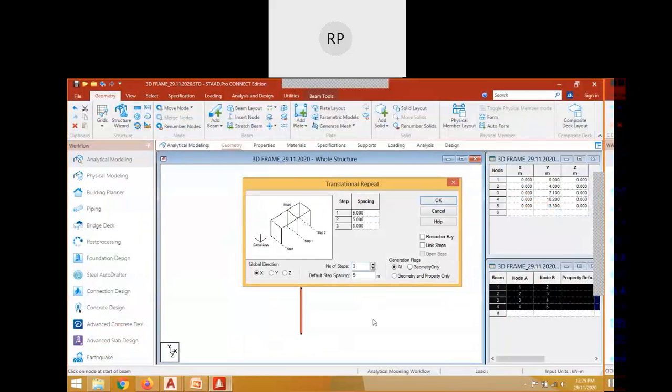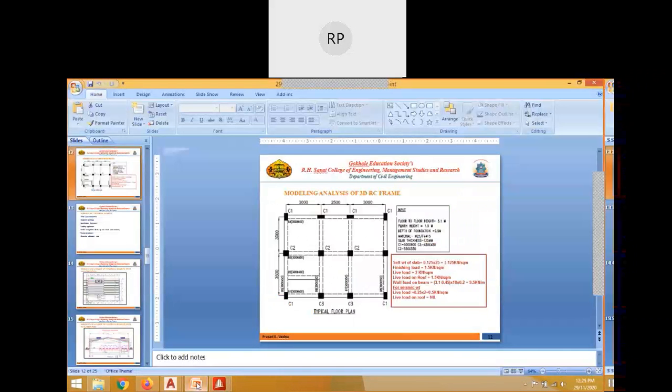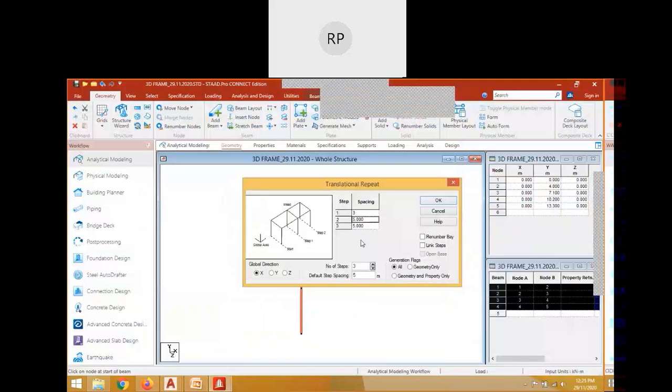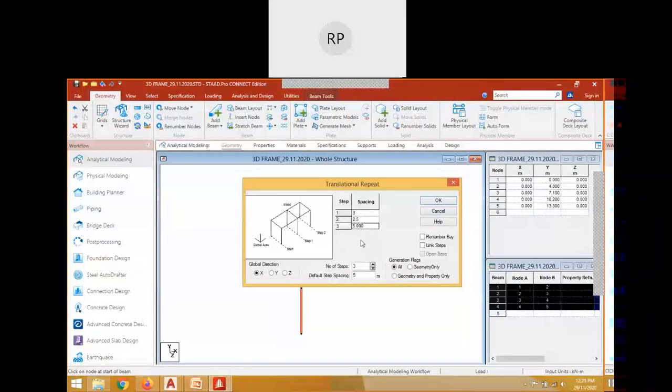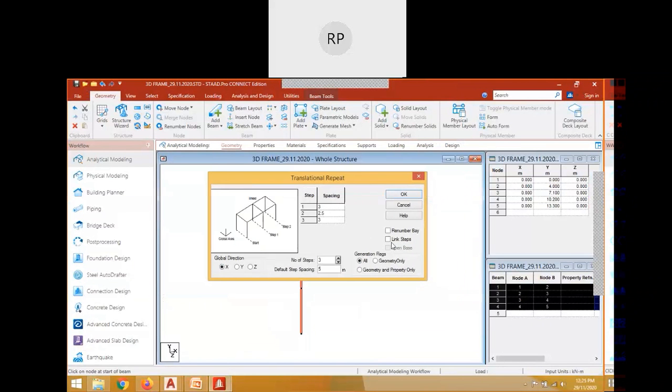So I will just click here. I want 3 steps, right? The first step is having spacing equal to 3 meter, so I will just keep 3. Then the next is 2.5 and then again 3. Correct? So 3 steps will be there. The first is 3 meter, the second will be 2.5, and the third will be 3 meter. And I want to replicate in x direction, so x direction is on here.